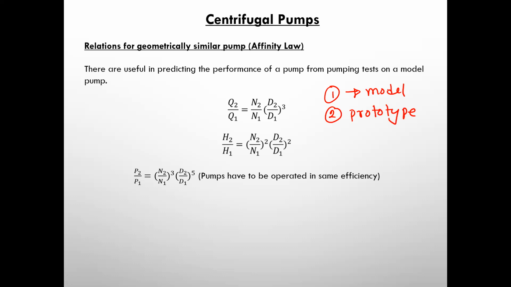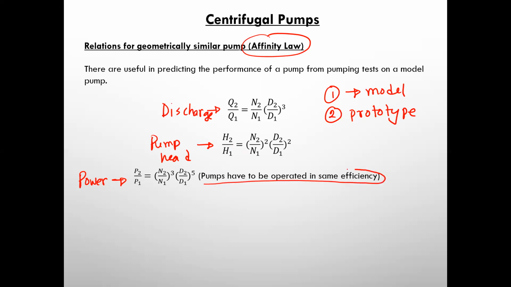And we will have this set of equations, which is known as affinity law for Q, or discharge, or discharge capacity, for pump head, and for power. P here stands for power. Now there is a note I have added. For power, pumps have to be operated at the same efficiency to be able to use this equation. If not, we have to calculate the power separately for the model and the prototype.